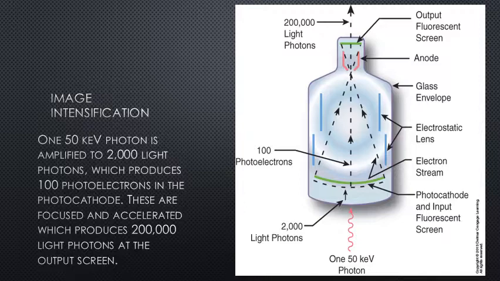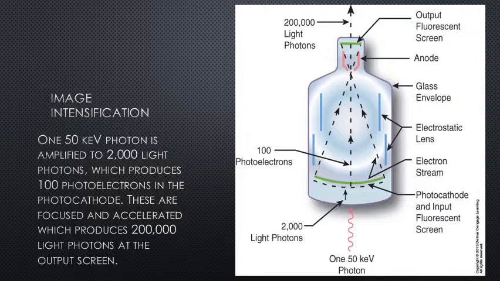The cathode material has cesium and antimony, and it's called a photoemissive compound, which means that it absorbs the light photons and emits electrons. That's the photoemission process. You can compare it to the thermionic emission that occurs in X-ray production at the cathode, except here the emission is created from light and not heat, as in the diagnostic X-ray tube.